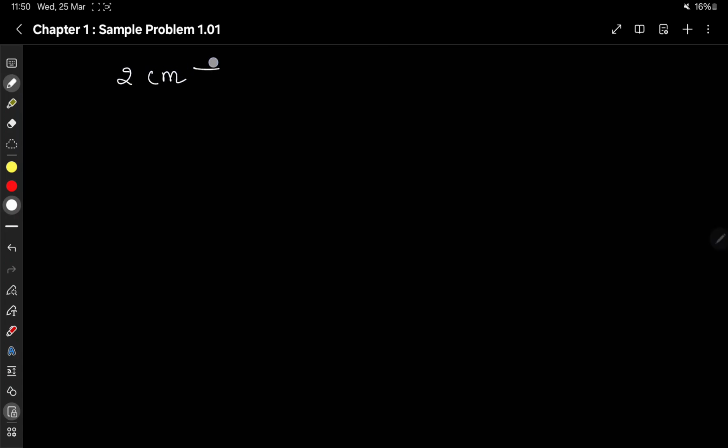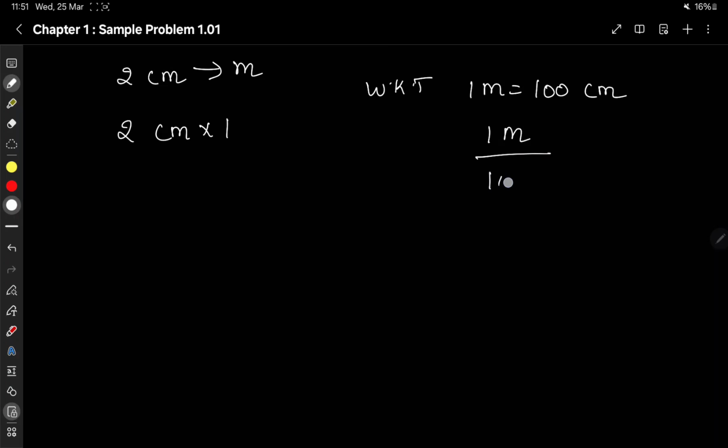Convert 2 centimeter to meter. How we will convert 2 centimeter to meter? We know that 1 meter is equal to 100 centimeter, right? So 2 centimeter, we will multiply it with 1, so the value will not change, and this 1 should be replaced by our conversion factor. So how we will frame the conversion factor? Our centimeter should come on denominator so that it will cancel each other. So 1 meter by 100 centimeter is equal to 1. So this 1 can be replaced by our conversion factor, 2 centimeter into 1 meter by 100 centimeter.